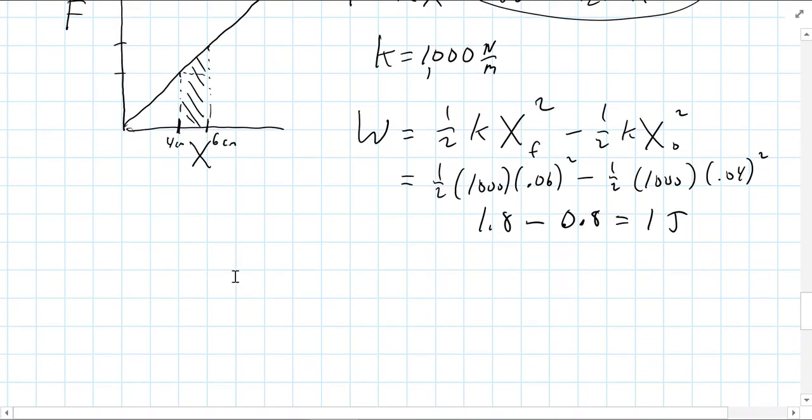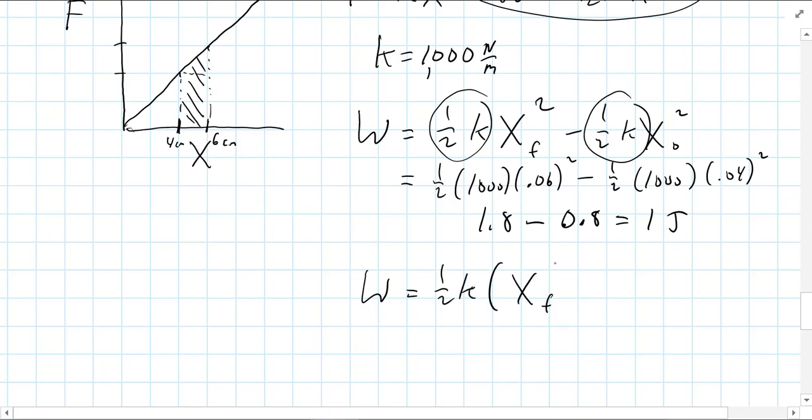Now, a quick can you or can't you? Could I do this? Could I factor out, because there's a 1/2 k there and a 1/2 k there. So could I do work equals 1/2 k times x final squared minus x naught squared? Absolutely. Try it out. If you take 0.06 squared minus 0.04 squared, and then take that times 1/2 of 1,000, you're going to get that answer.